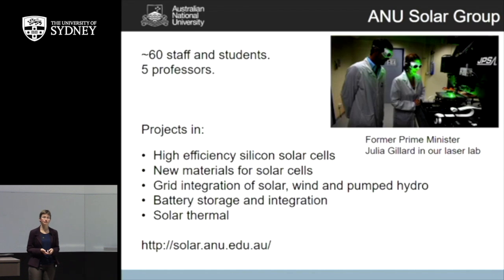Just to introduce our research group at the ANU, we've got about 60 staff and students, PhD students, working in this general area in renewable and sustainable energy, particularly high-efficiency silicon solar cells, new materials for solar cells, which is my area of research, grid integration and battery storage and integration, as well as solar thermal. And you can see we do get some high-profile visitors. This is the former Prime Minister Julia Gillard visiting our laser lab and being illuminated by a rather strong laser. We use these lasers for actually cutting through pieces of silicon, so they're very powerful types of lasers.